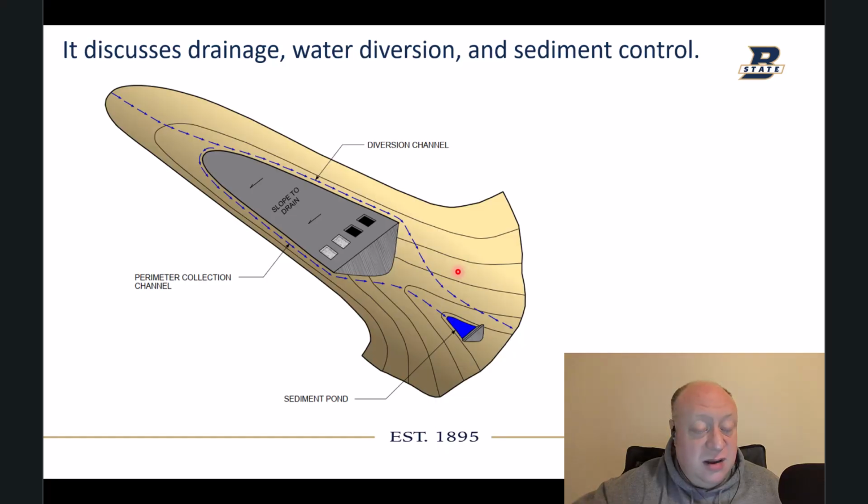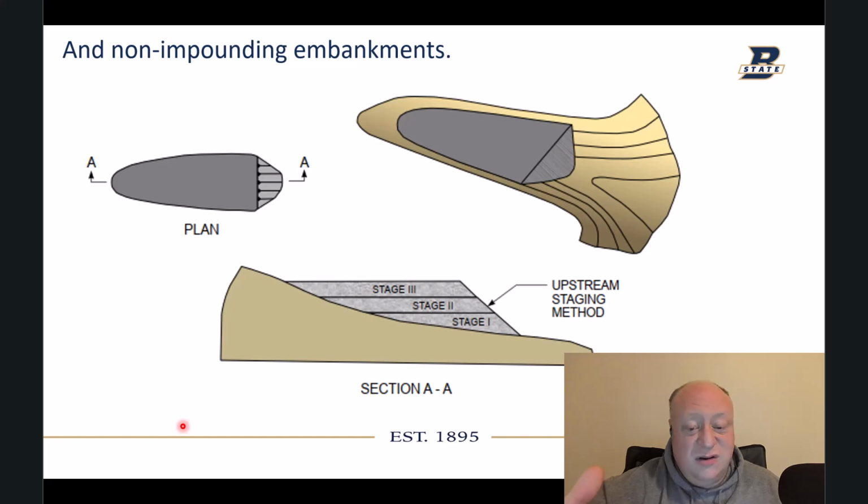The handbook and engineering guidelines cover drainage, right? Water diversion, which you have to do, and sediment control as well. If you remember when we talked about sediment ponds, right here is one, in this drainage area. It also even talks about non-impounding embankments. So valley fills, for example, are made if you're doing an upstream construction method like this, where you're coming down here at the bottom and actually compacting this as you go up.